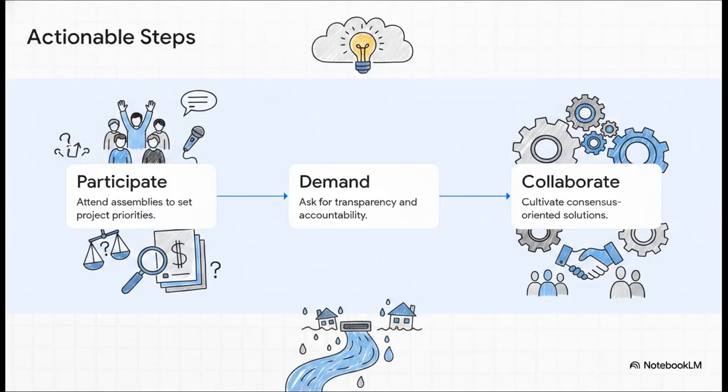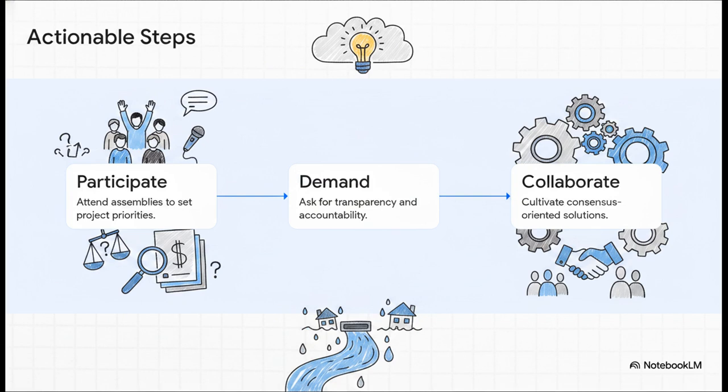Figuring out exactly what we, as everyday citizens, can do to bypass the sneaky power blocks is the whole point of this explainer. So to solve our flooding crisis, we're going to apply the UN ESCAP's 8 indicators of good governance. You see 3 main action steps here, but trust me, they actually trigger all 8 indicators. Step 1, participate. Actually show up to your barangay assemblies. That is your direct, formal line to setting project priorities.